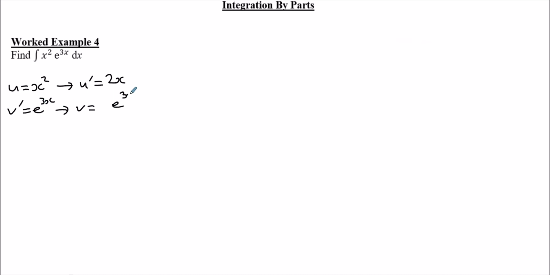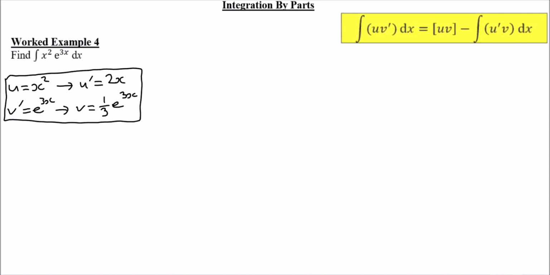So that stays as e to the 3x, but however, because we have a constant in front of this x, that constant drops to the front and divides. So we're going to have 1/3 e to the 3x here. So that's our initial setup, and so we can now go forward and use the integration by parts method, which once again is here.